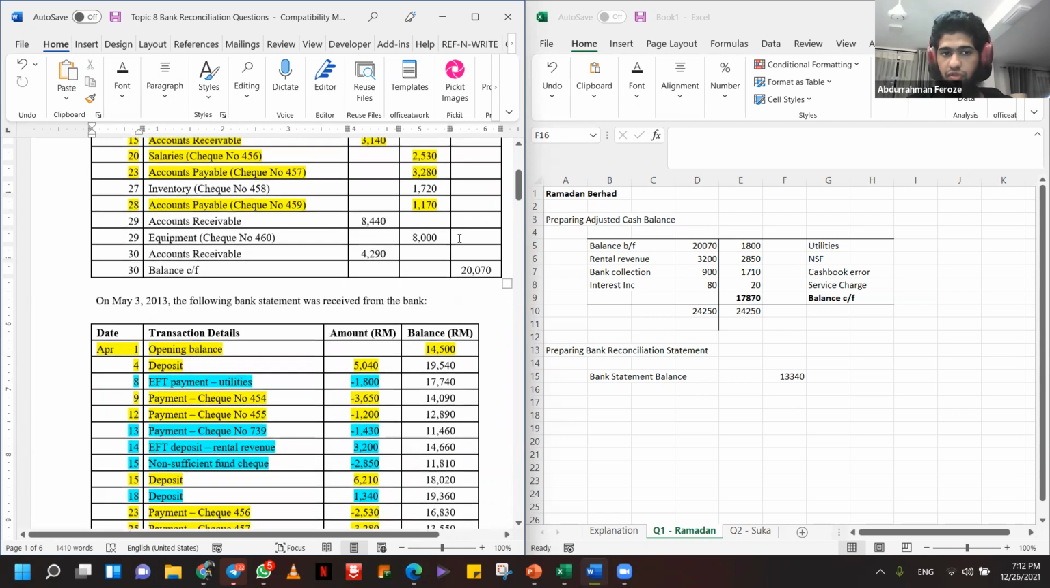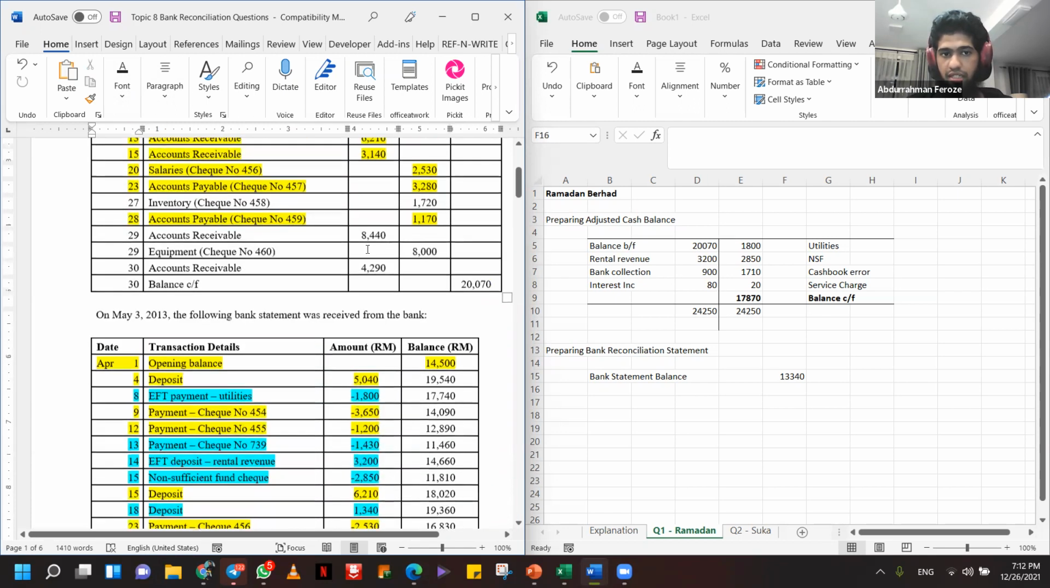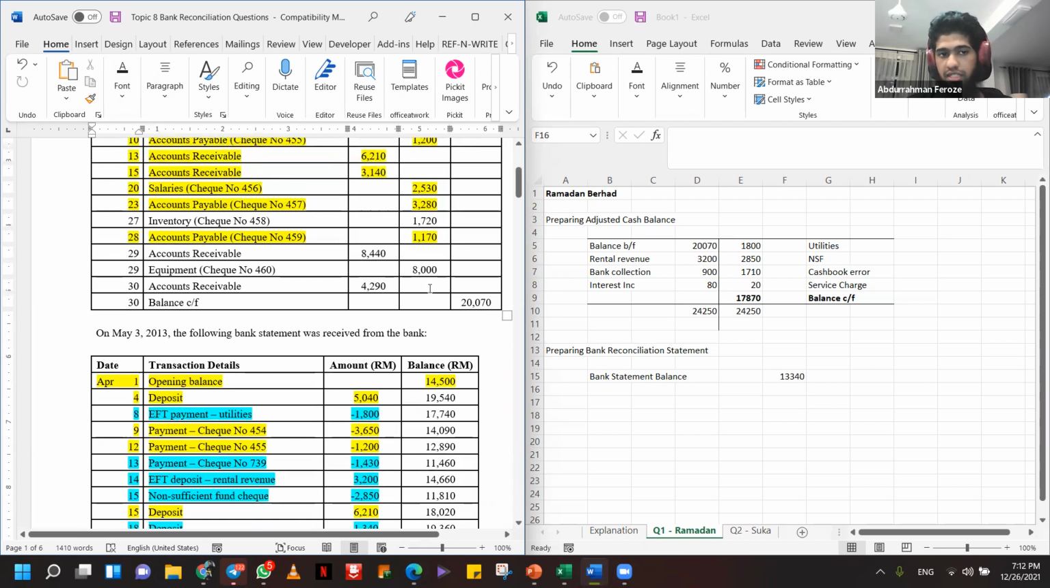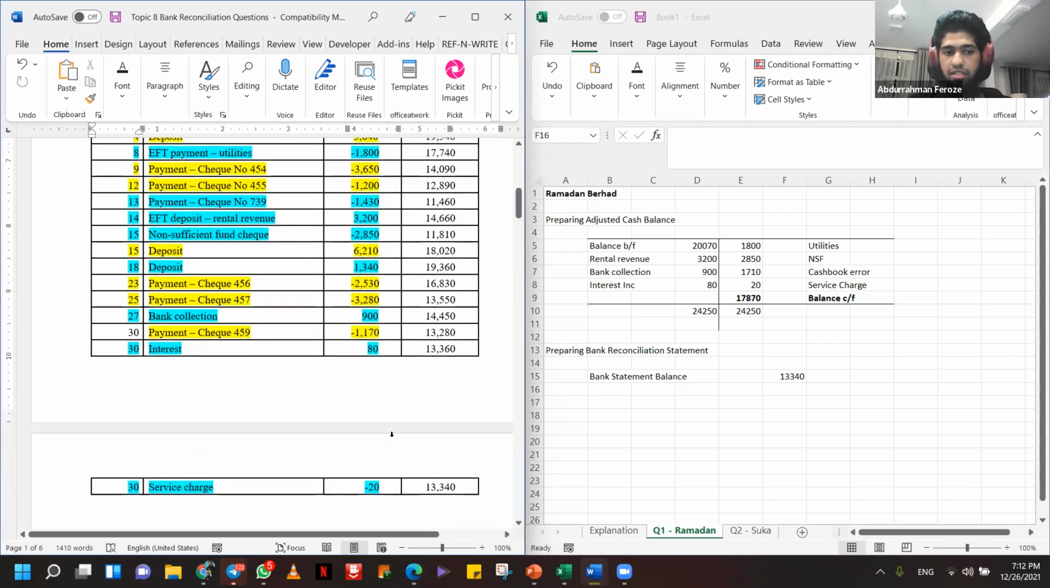Equipment 460. This also is outstanding. It has not been mentioned in the bank statement. And finally, this account receivable as well has not been mentioned, because this is 28th April onwards. It has not been mentioned in the bank statement, right?